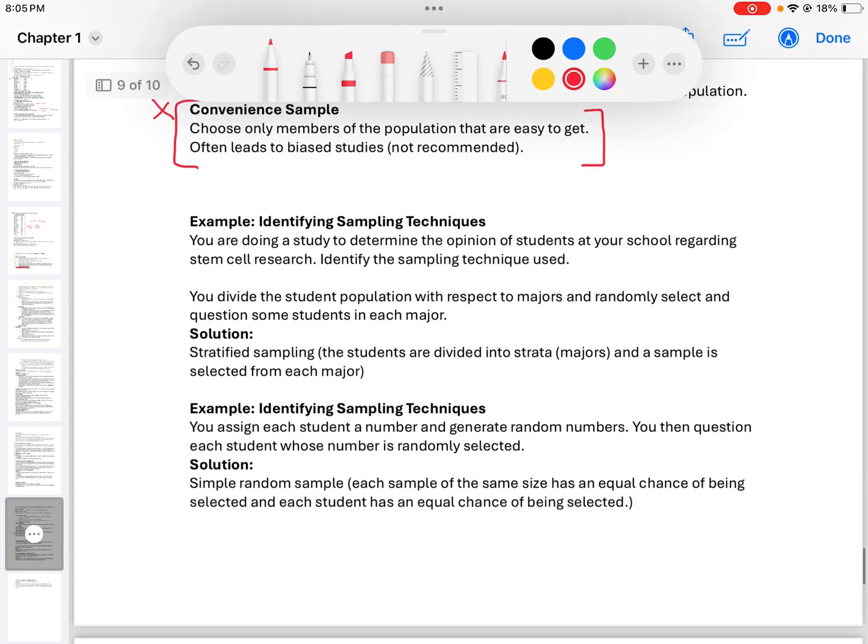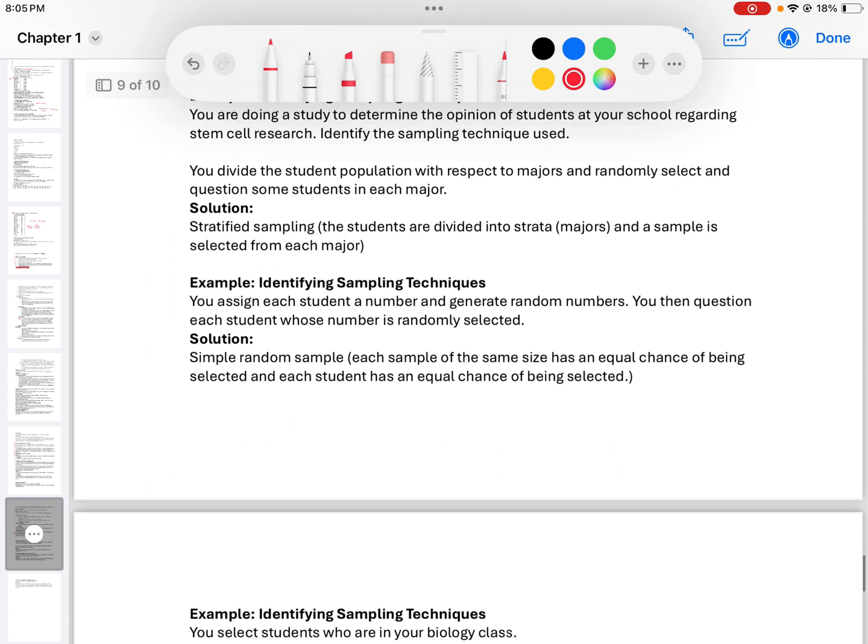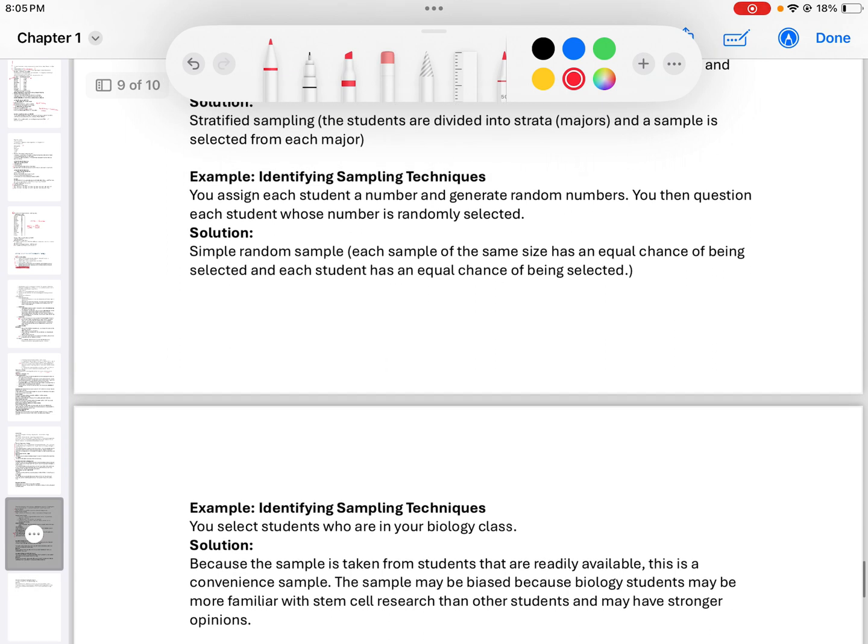All right, that's it for section 1.3. You have examples about identifying different types of sampling techniques. You also have a solution written there, so you can go ahead and see if you were on the right track.